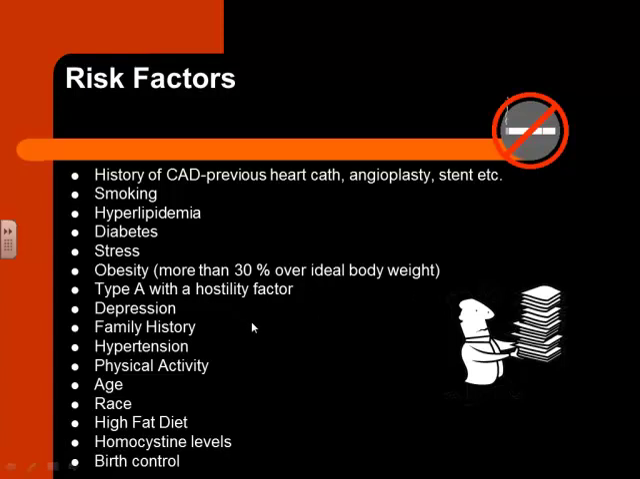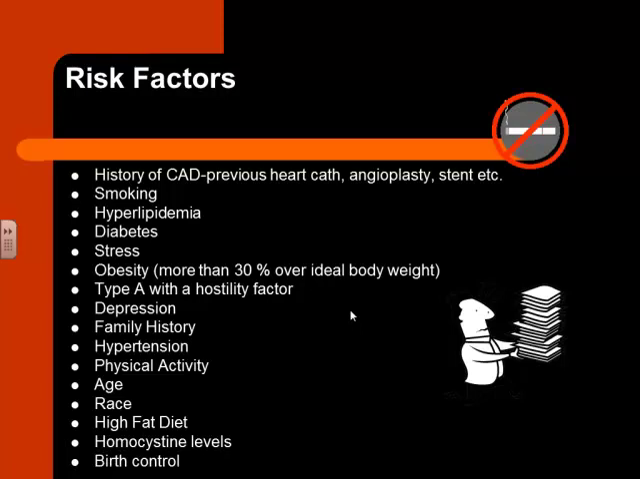Obesity is more than 30% over ideal body weight. Depression, family history, so genetics, of course, plays a big role in heart disease. The type A here with hostility factor, we always joke about this too in class. That's like somebody who has the type of personality. Some examples is road rage.